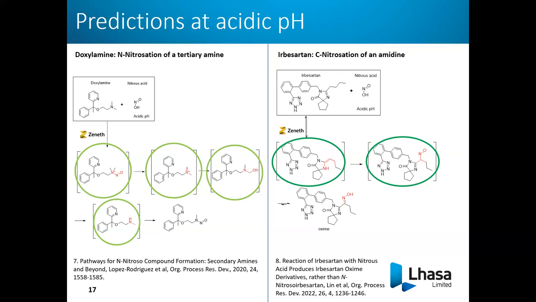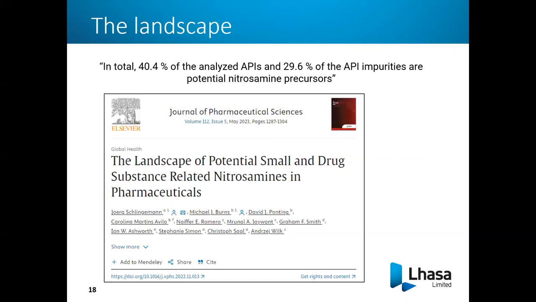What if there is a nitrosamine risk? What do we do? What can be done to mitigate? Well, it's been estimated by Schlingemann et al. in a paper discussing the landscape of nitrosamines in pharmaceuticals that 40% of the APIs that they analysed and 30% of the API impurities that they analysed are potential nitrosamine precursors. Now, the amine functional group cannot simply be replaced or designed out of most APIs. This isn't a possible or realistic mitigation strategy for most examples.